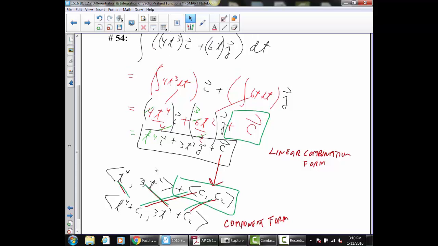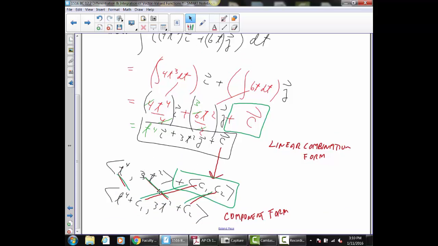If it's in component form, then this c is actually c1 comma c2, and you'll get t to the fourth plus c1, 3t squared plus c2.